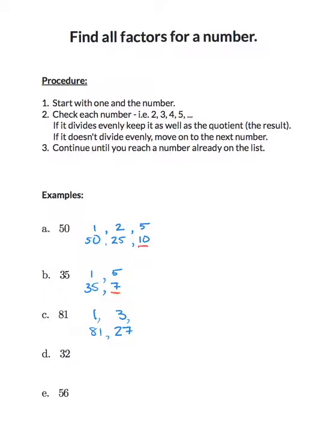81 is not divisible by 4. It's not divisible by 5 since it ends in a 1. It is not divisible by 6 since it's not divisible by 2.